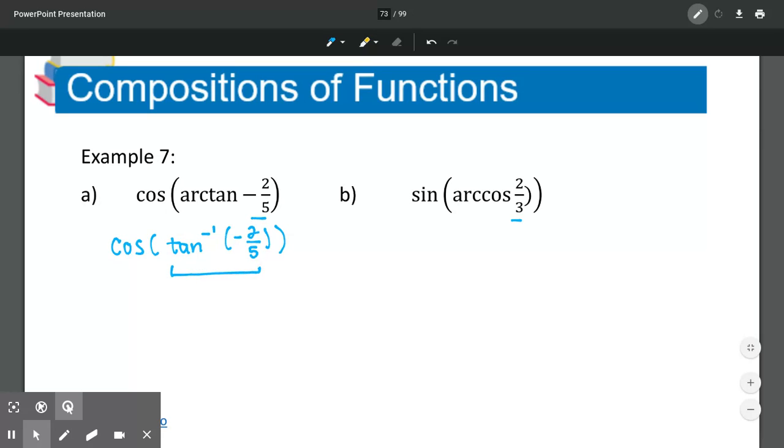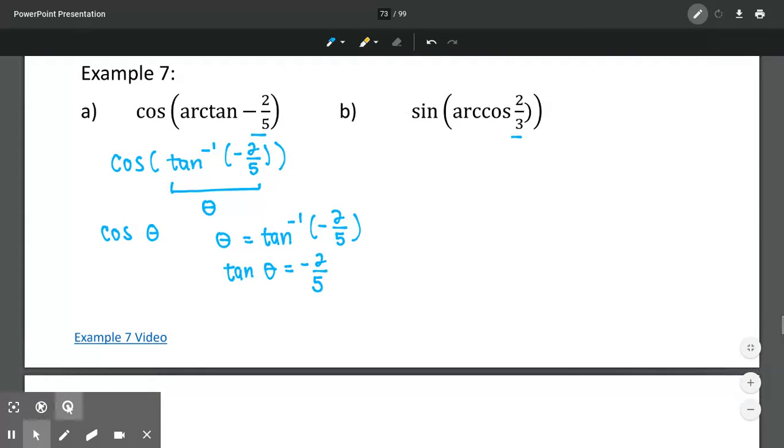And remember, when we're finding an inverse, we're finding an angle measure. So this whole problem is really just asking us to find the cosine of an angle measure. But they're telling us that that angle is the inverse tangent of negative 2/5. Okay. And so if we were to rewrite this, we could say that the tangent of theta is negative 2/5. Okay. And remember, we had the inverse tangent. So your inverse tangent is restricted, right, to just that first and second quadrant.